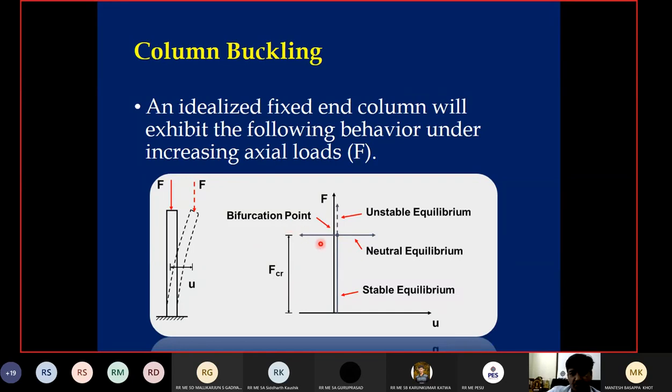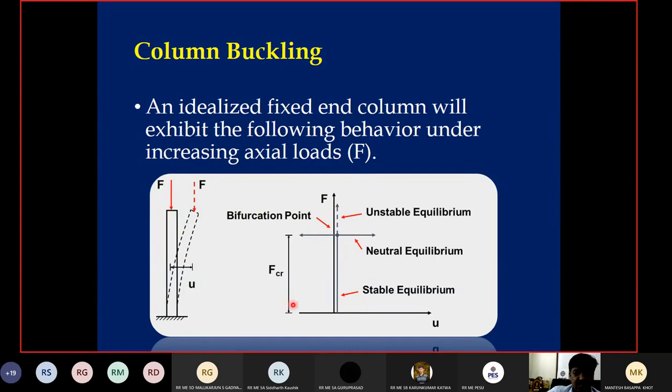A bifurcation point is a point in the load history where two branches of solutions are possible. In this particular case, you can see that for the idealized fixed end column at the critical load, the column can buckle to the left or to the right. That's very important. Thus, two load paths are possible. It's not necessary that it has to go only in this way. It can go the other way also. In a real structure, there could be some type of error or imperfection that is going to define the side that is going to buckle. So that is what we are going to see in reality.